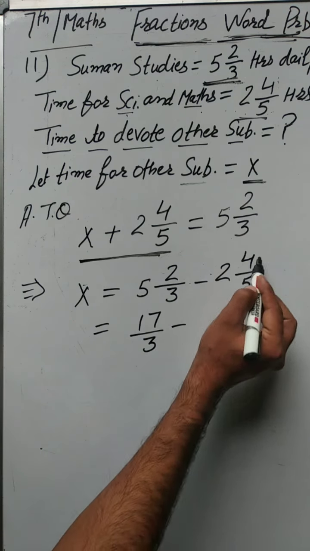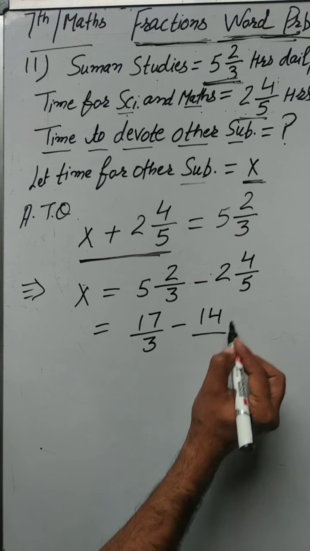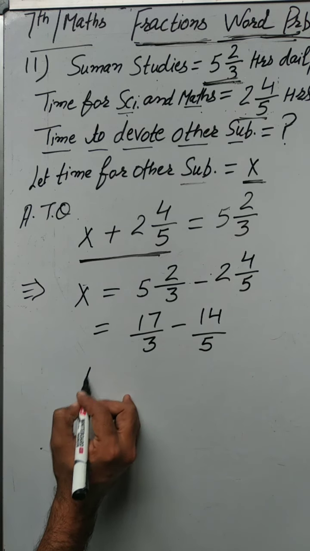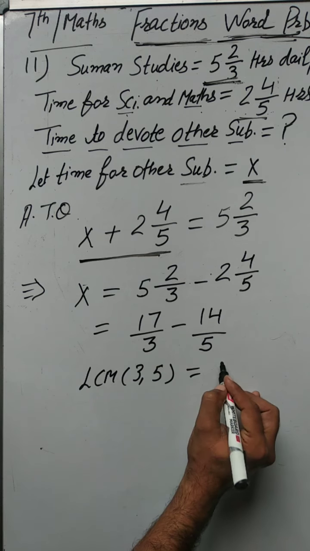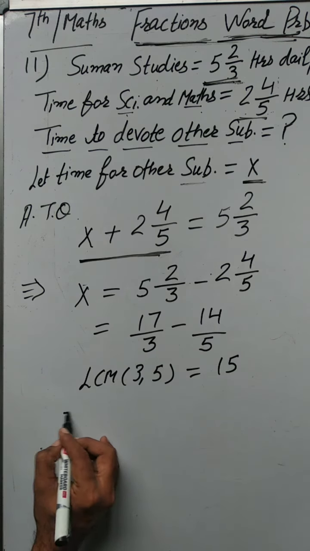5 2s are 10, 10 plus 4, beta, 14. It becomes 14 upon 5. Now you know how to solve. Take the LCM of 3 and 5. LCM of 3 and 5 is, beta, 15.